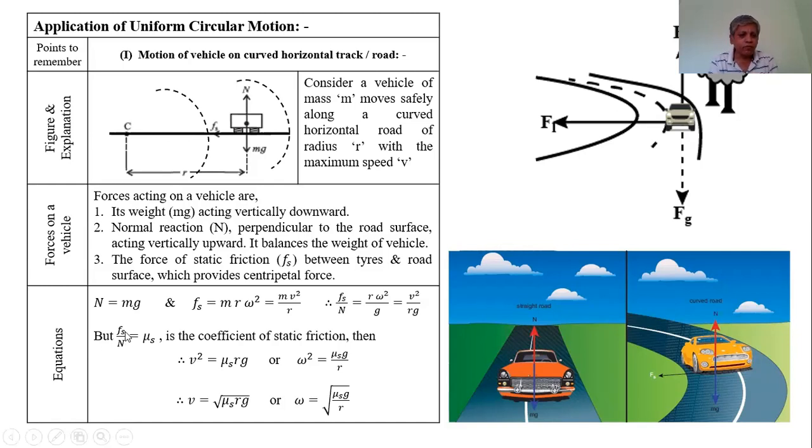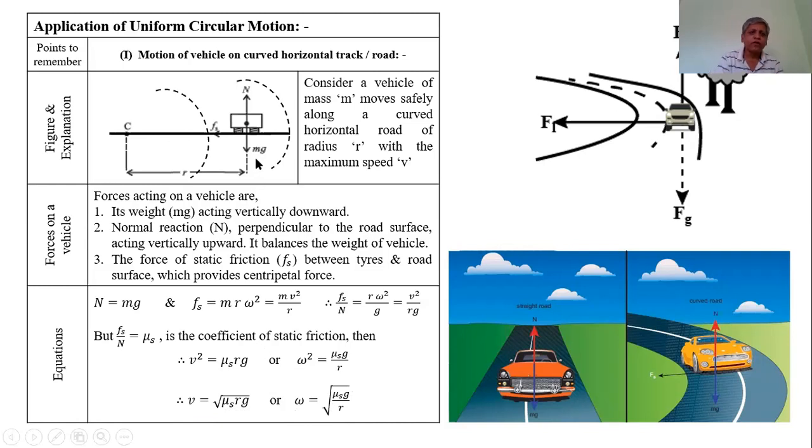But we know that the ratio of the force of static friction to the normal reaction is called the coefficient of static friction, which we have already studied in the 11th standard. Therefore, instead of Fs upon N, we write mu s. And therefore, by using these equations, we write v square is equal to mu s r g, or omega square is equal to mu s g upon r. Therefore, linear speed v is equal to the square root of mu s r g, or omega is equal to the square root of mu s g upon r. These are the expressions for linear speed and angular speed.